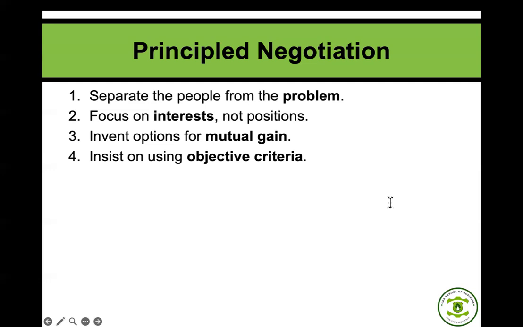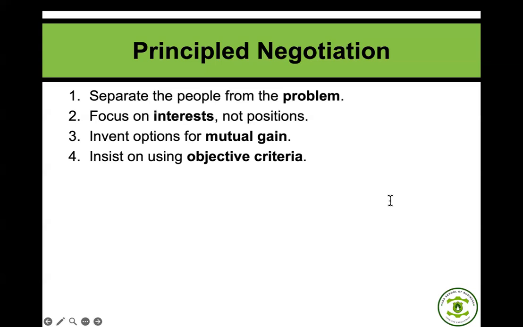We should be able to focus on our interest and not the positions. What is our interest in this particular issue? And as we go through the negotiation process, we always have to think about our options for our own gain, as well as the gain of the other parties, because you want the other party to accept what you are negotiating on. When we are in negotiation processes, we always have to insist on using a criteria or a metrics that is what? Objective, a metrics that is what?